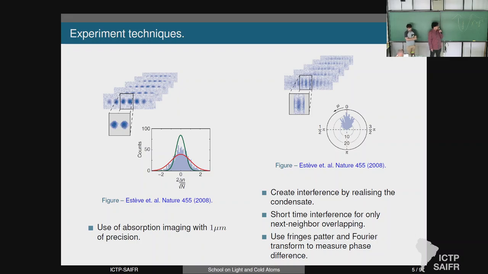Then, for the phase difference, we first have the Bose-Einstein condensate in the lattice. We turn off the lattice and let the wells interact with adjacent wells. We do it for a short time, so that only the nearest-neighbor interaction is possible. And then we measure the fringe pattern. From that fringe pattern and a Fourier transform, we can obtain the phase difference. At the end, we measure many times, and we obtain these histograms. From here, we can already see squeezing in the green curve.